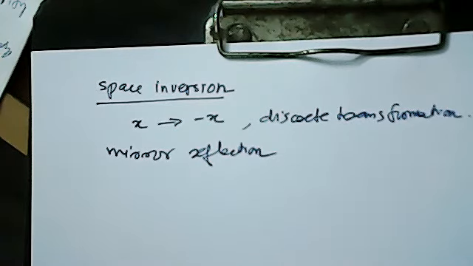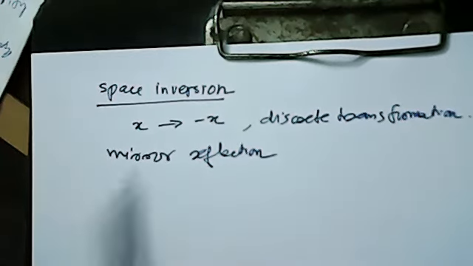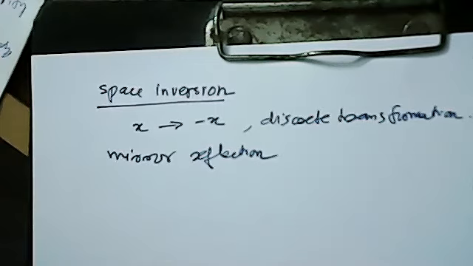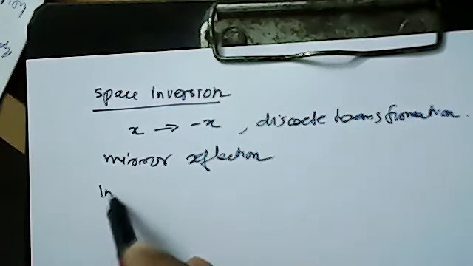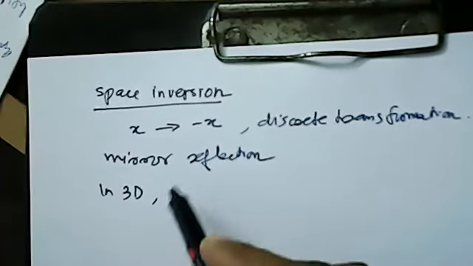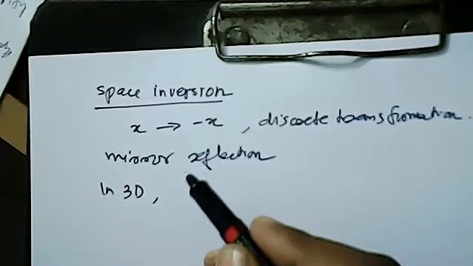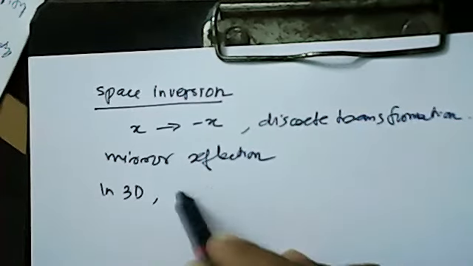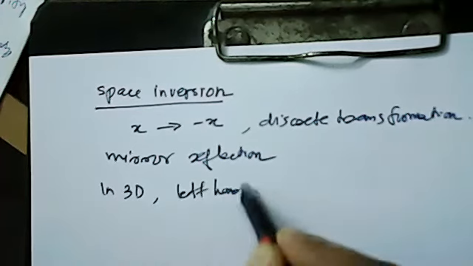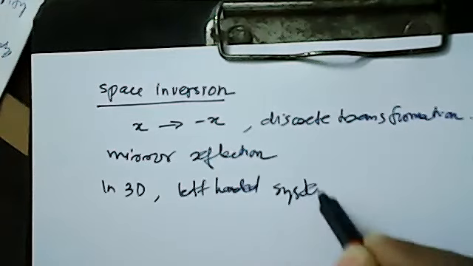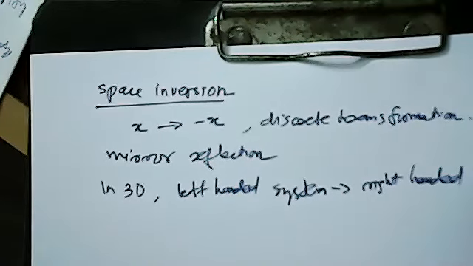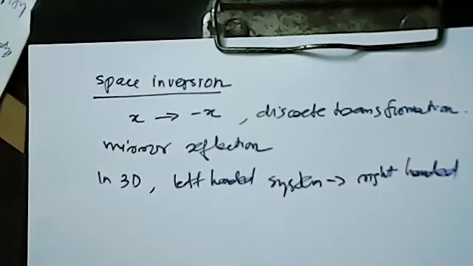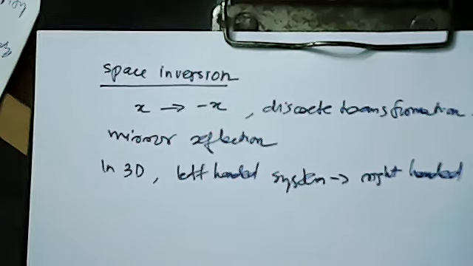Actually, what we are doing is inverting the position coordinate. That is why it is known as space inversion. And in 3D, if you change x, y, and z to minus x, minus y, minus z, when you do the mirror reflection, the space inversion, the left-handed system converts into a right-handed system. Or if it was initially a right-handed system, then it becomes a left-handed system, and vice versa.